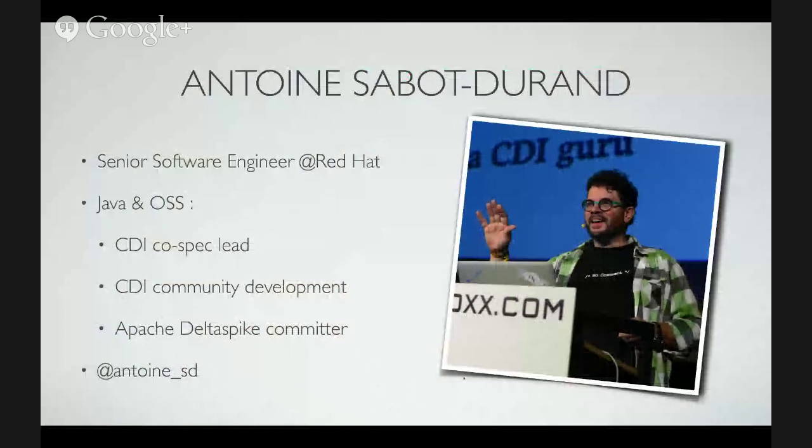Okay. So let's start again. So I'm Antoine Sabot-Durand. I'm a senior software engineer at Red Hat, and I have the CDI co-spec lead role at Red Hat, and I'm also working on the CDI community development. So working on a project around all the CDI initiative and things like that. And I'm also an Apache DeltaSpike committer. And tonight I'm going to talk about DeltaSpike. So I will give you my insight about the project and all the features in the project.